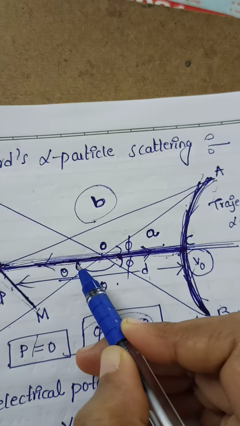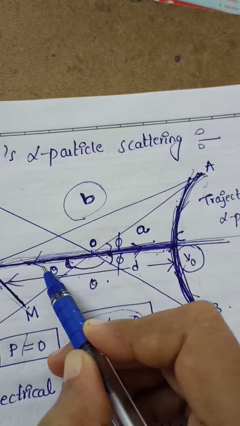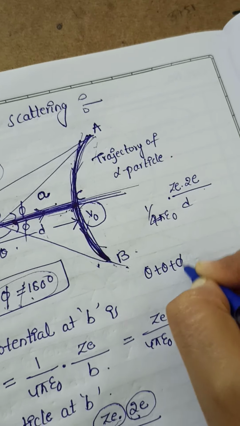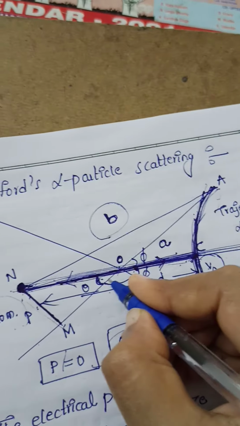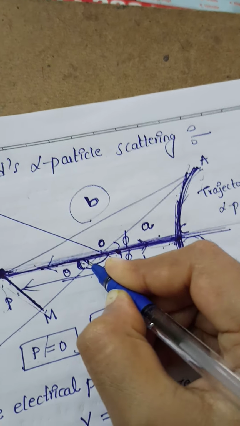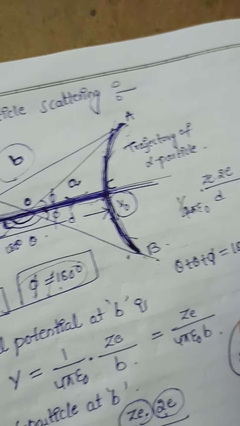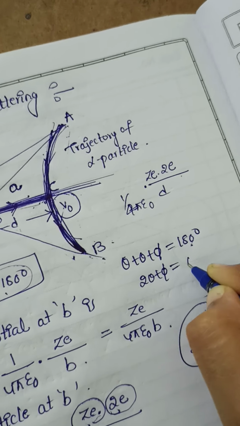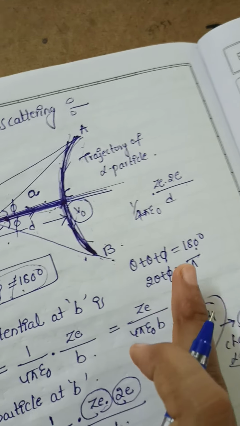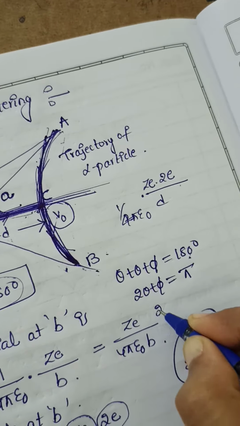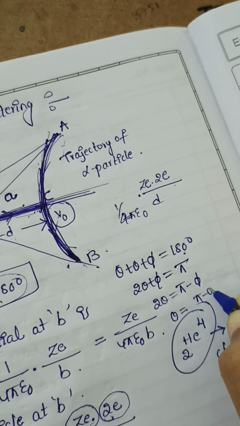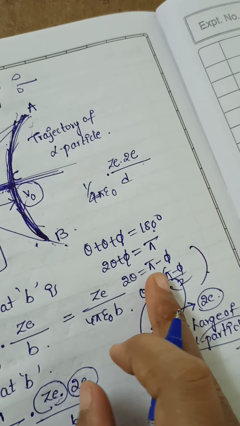But from the diagram, see in this diagram, theta plus theta means 2 theta. 2 theta plus pi is equal to 180 degrees. This complete angle is 180 degrees. 180 degrees means pi. That is 2 theta plus pi is equal to pi. Here I want the value of theta. 2 theta is equal to pi minus pi, theta is equal to pi minus pi by 2. I think you are getting it.